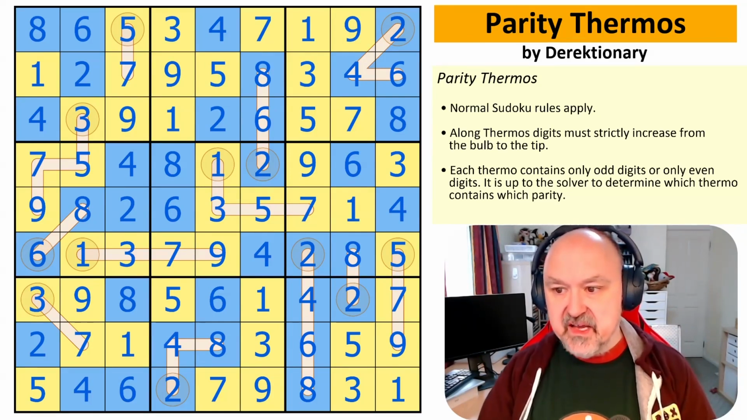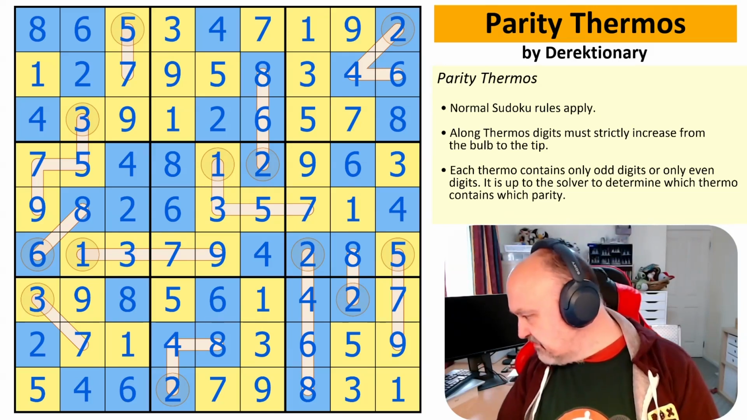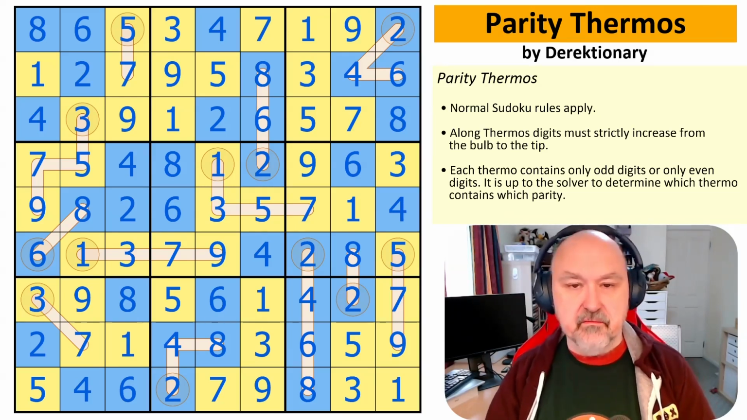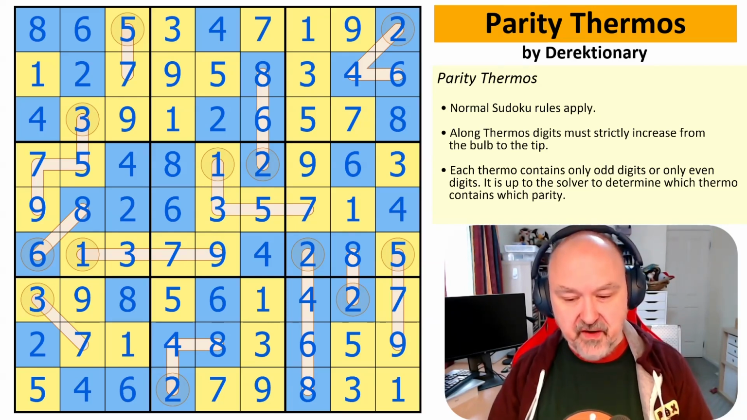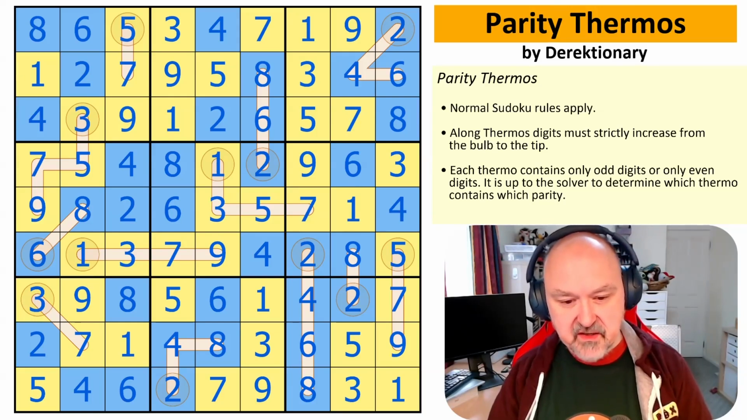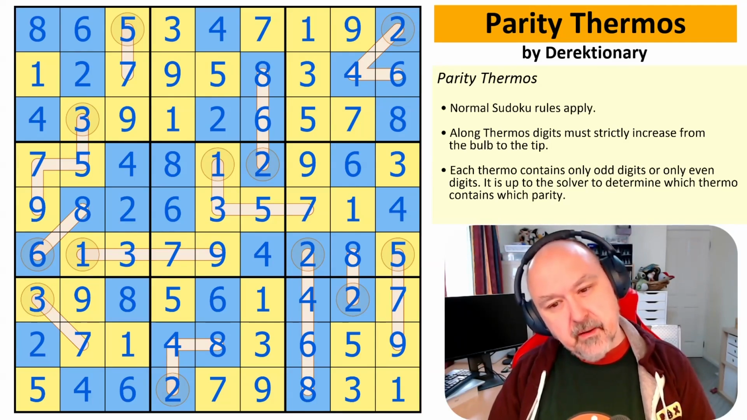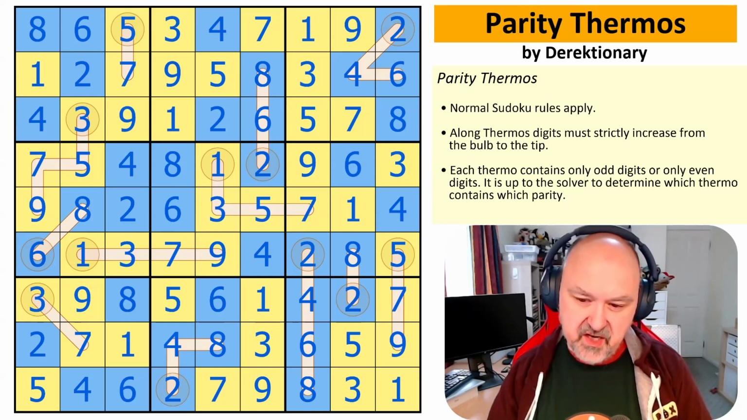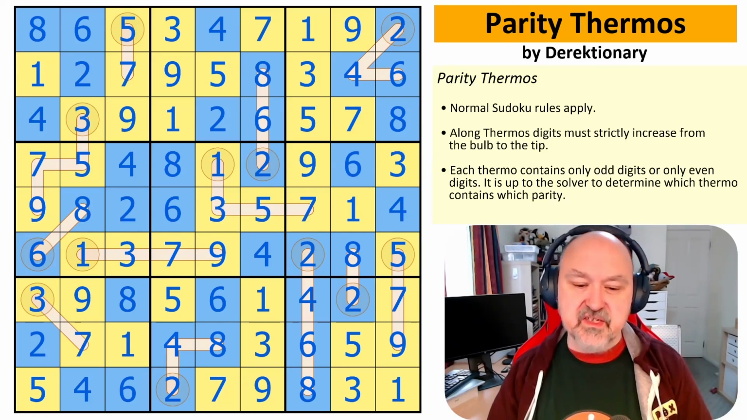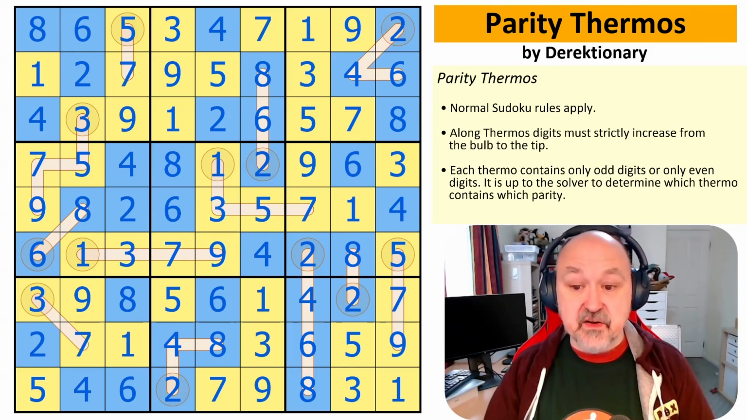So that is Parity Thermos by Derektionary. That was a really short puzzle, and sorry if you were interested in something a bit longer, but that was a lot of fun. I really like that constraint. I would like to see more of stuff like that. I don't know. You would have to make them a lot shorter or sort of more bent or anything to, I think, make it much harder, but I do like the concept of constraints. I wish we'd got this one into the pack. Yeah, it's too late now. Anyway, that is a really cool puzzle.